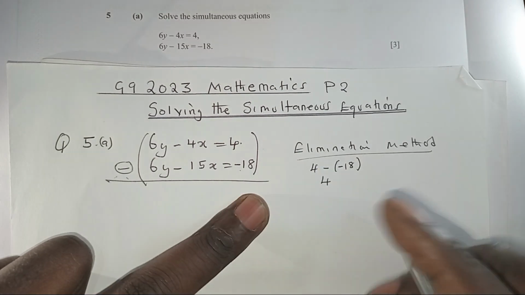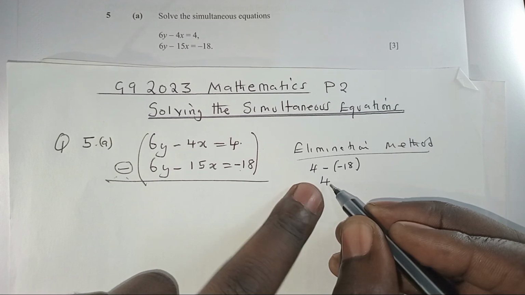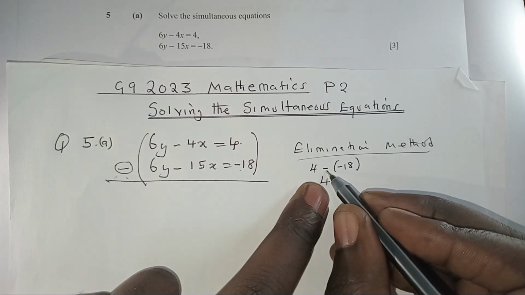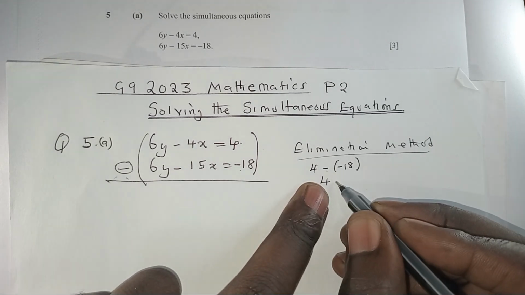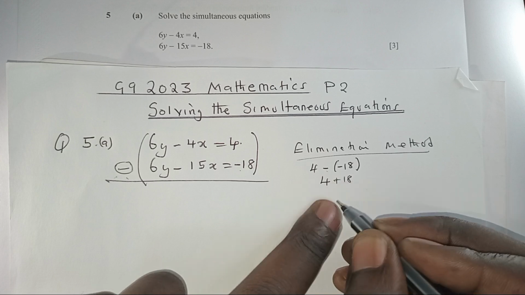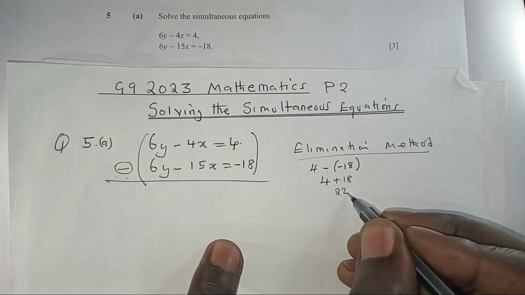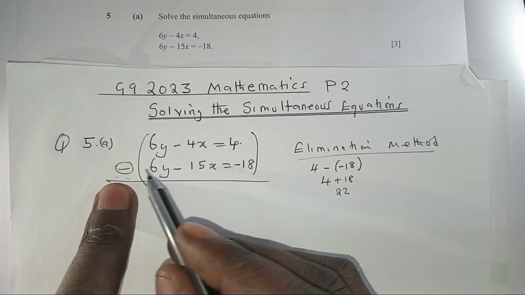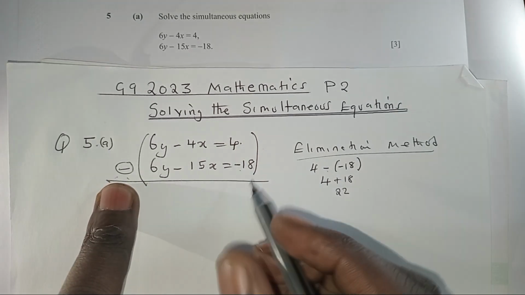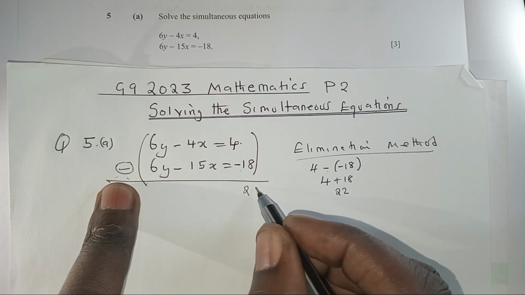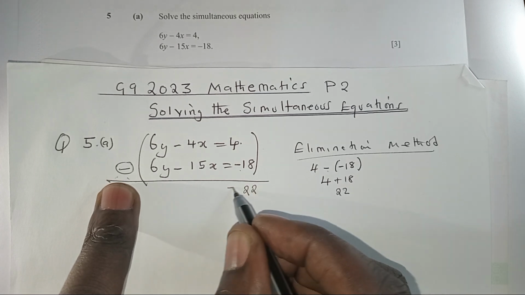From there, 4 is going to be maintained. Then the negative and negative here, when we multiply, is going to give us a plus. So we are simply doing 4 plus 18, and this is going to give us 22. So when we say 4 minus negative 18, we get 22. We maintain the equal sign.